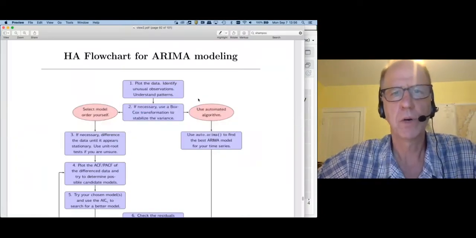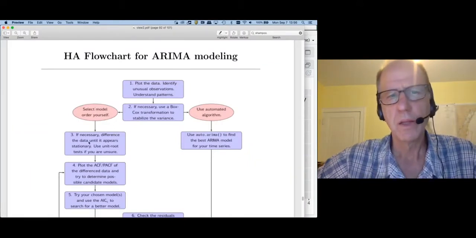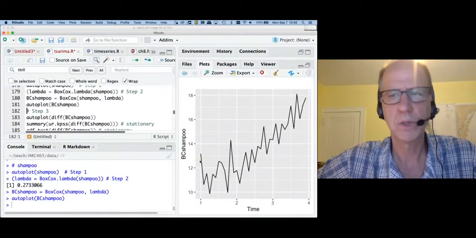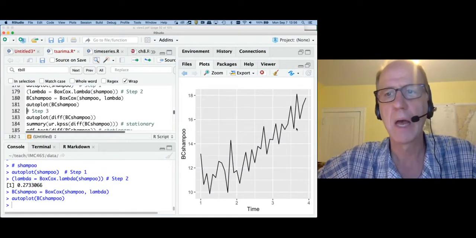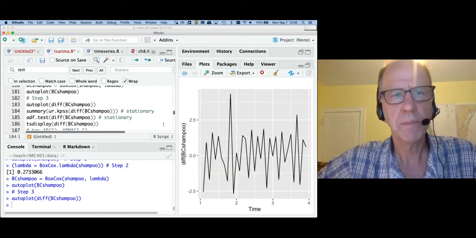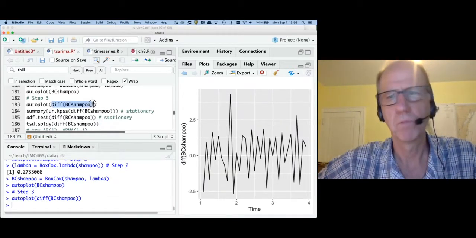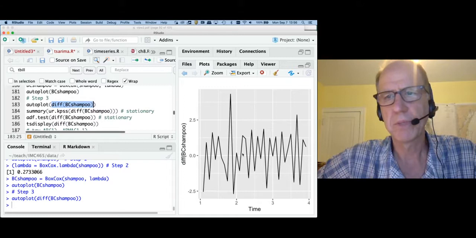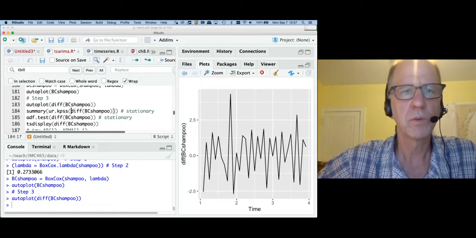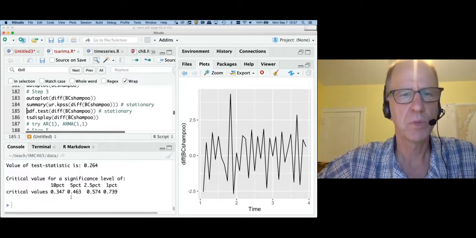Well, let's go back to our flowchart. The next step is to compute differences if necessary. Clearly this is non-stationary. I'm going to try some first order differences. If I take my first order differences, what we see is something that looks pretty stationary. So I think differencing has fixed our problem. Now I'll go do a KPSS test, and what we see is that our test statistic is pretty tiny.